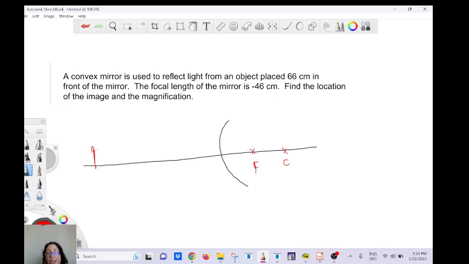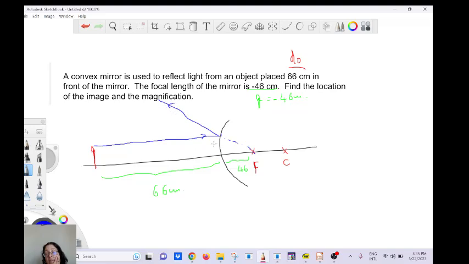Okay, so you have an object here, and that's going to be D sub O, and it's very far away. So that distance here is 66 centimeters. The focal length is 46, so it's going to be negative 46 centimeters. So it's far away, let's see what's going to happen. So let's make one ray. The ray that is parallel to the axis wants to go there, but actually it's bouncing off here. So it's like diverging away.